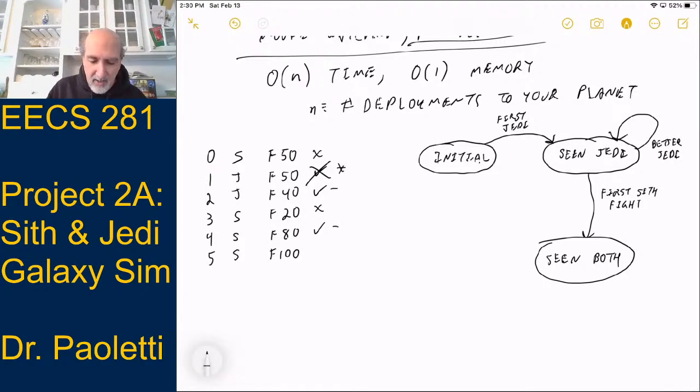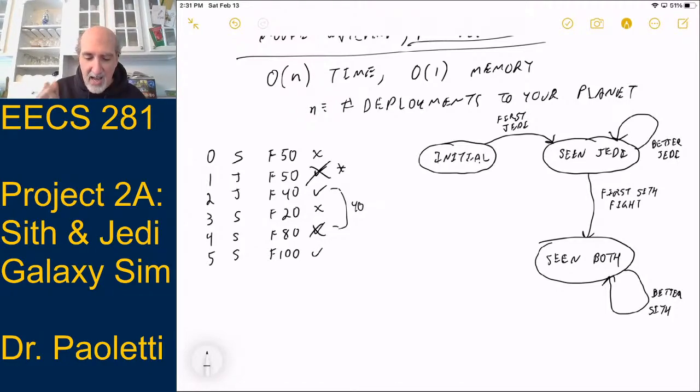Okay, so now when I see this new Sith, hey, I've got a better potential fight here. Instead of a potential difference of 40, which was 40 to 80, now I've got a potential fight with a difference of 60. A difference of 60 is better. So what I'm going to do is stay in my same state, but I saw a better Sith. So I'm not going to change state, but I'm going to update my best Sith is Force 100 at time 5. Not 80 at time 4, 100 at time 5. So we forget that one, we remember this one.